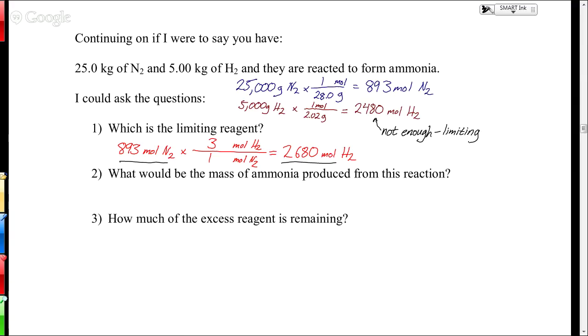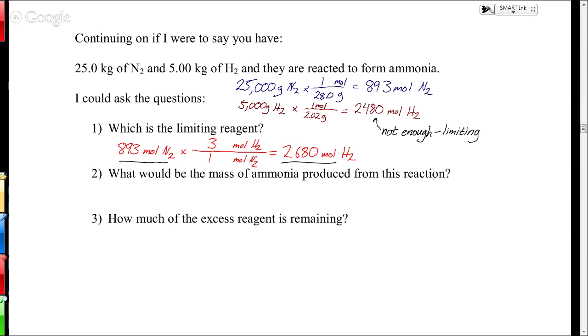So that tells us now that when we do other calculations, we have to use that limiting one. So this next question is, what would be the mass of ammonia produced from this reaction? So we're going to take a number of moles of one of the reagents, compare it with the number of moles of ammonia produced, and do that calculation. But we have to use the limiting reactant here so that we don't overestimate how much we're going to make. Right? So let me show you what that looks like.